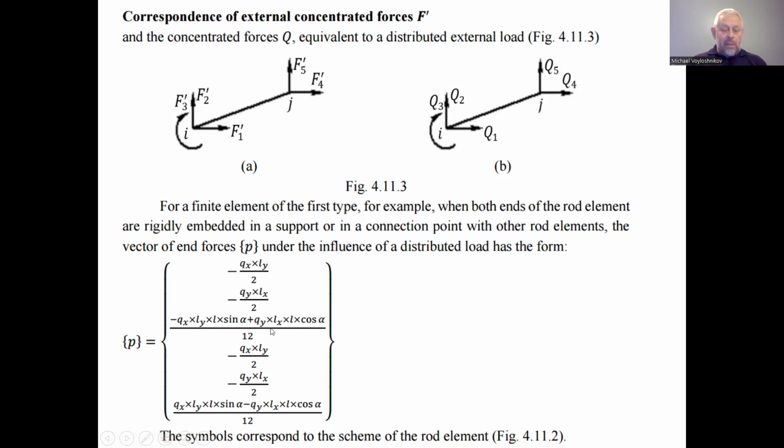And we consider 6 elements, because if the distributed load does not cause one particular component of the support reaction, we just define it as a 0 component of the support reaction. But in any case, we consider the size of the vector of the support reactions as consisting of 6 elements for the rod finite element.